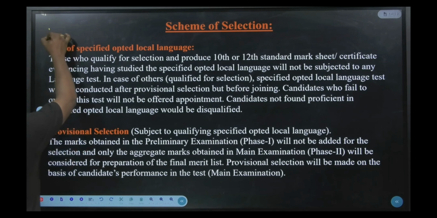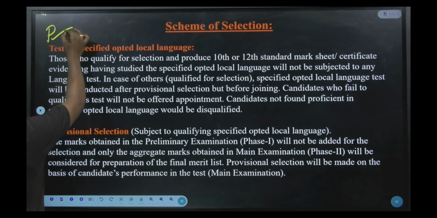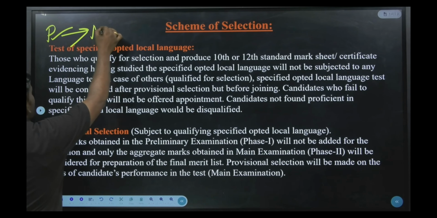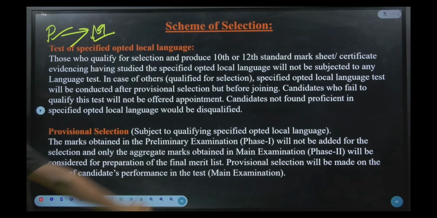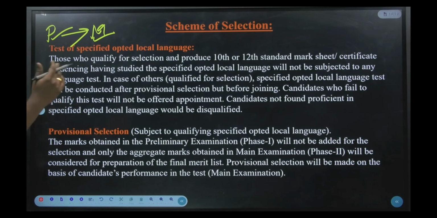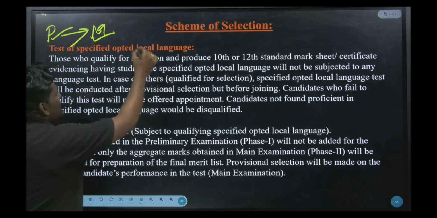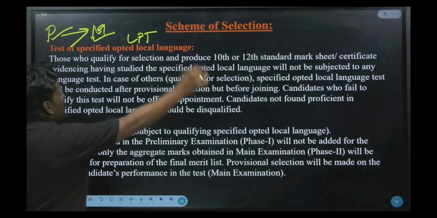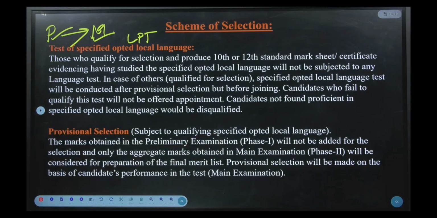So assume that you have written prelims and qualified, and you have written the mains examination and qualified. Now what is next? The main important thing is the thing which I said I will be discussing later in the video, that is LPT, that is language proficiency test. What do you mean by that?